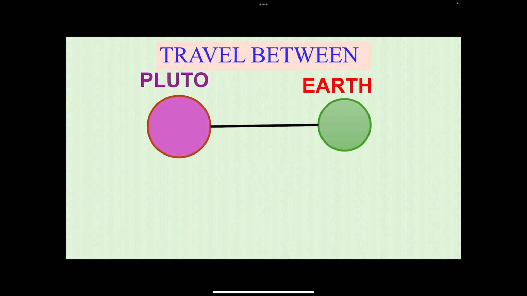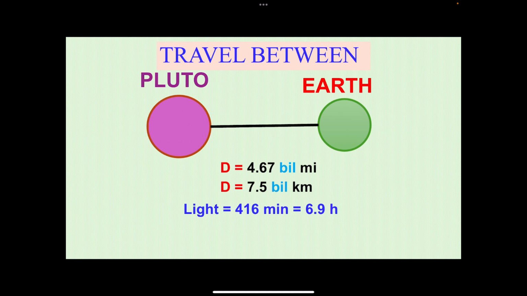Lastly, we look at Pluto, and the distance between Pluto and Earth is about 4.67 billion miles, which is about 7.5 billion kilometers. Light will take about 416 minutes, which is almost 6.9 hours to travel between Earth and Pluto.